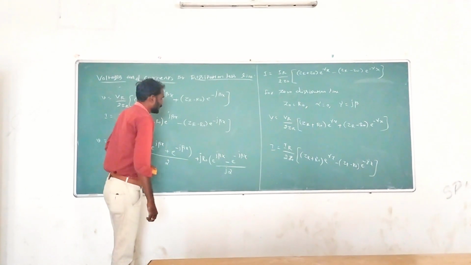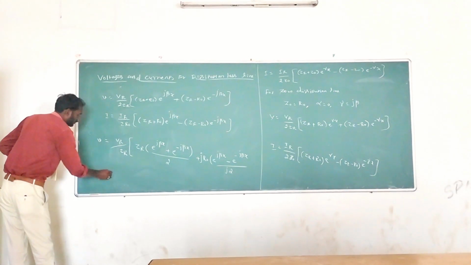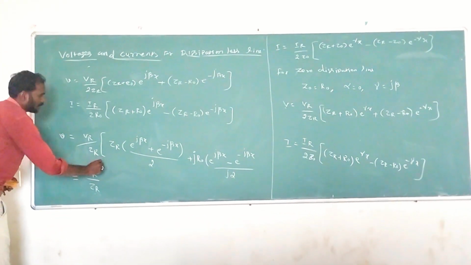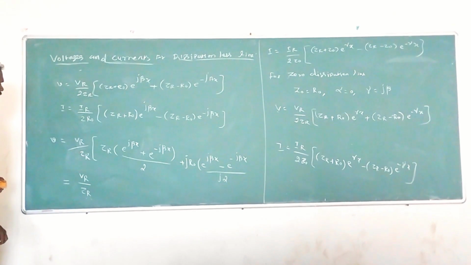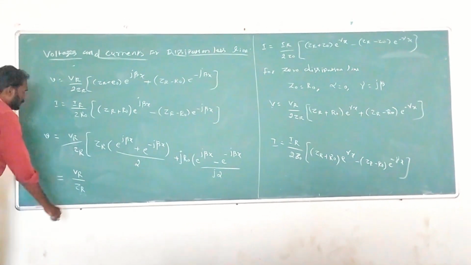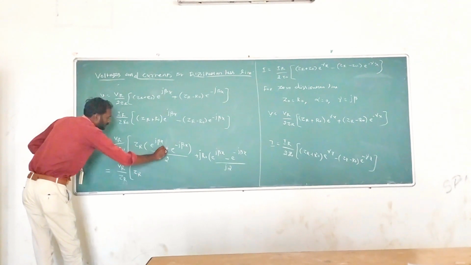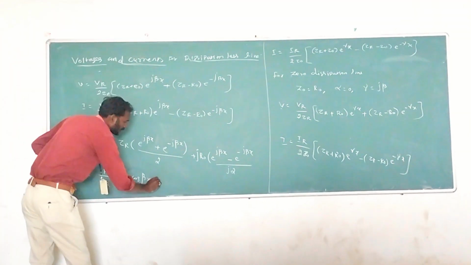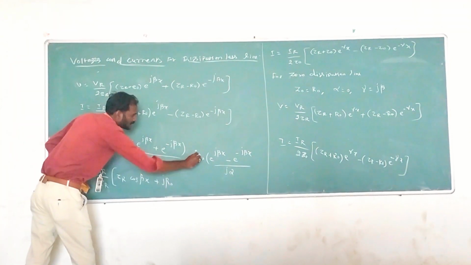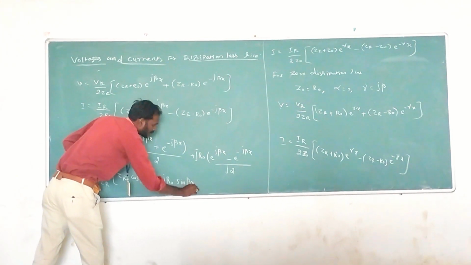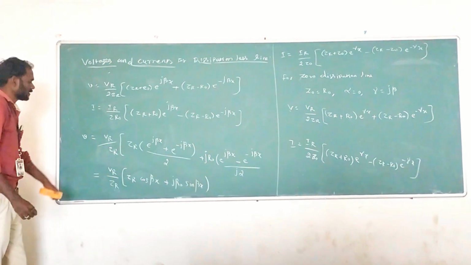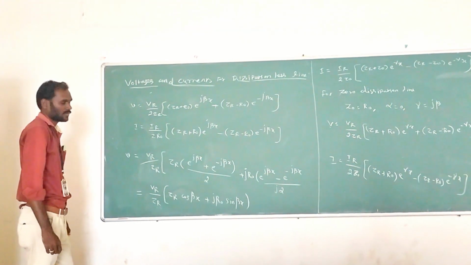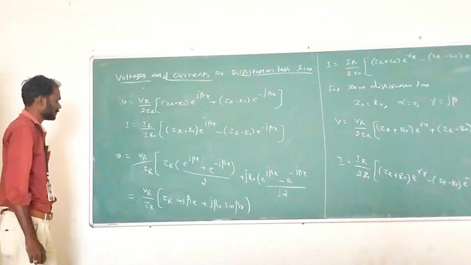So that is equal to VR by ZR, right? We know VR by ZR into ZR into cos beta X plus j R0 sin beta X. So VR by ZR, we simply write VR as IR into ZR, so IR into ZR, right?